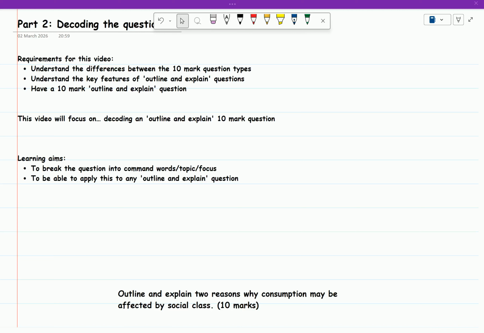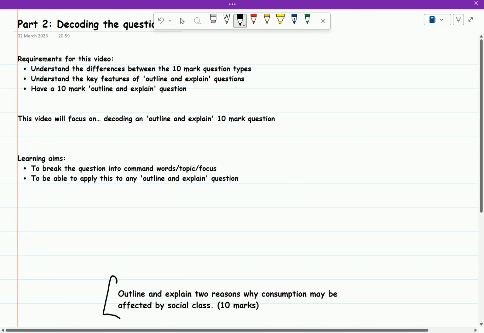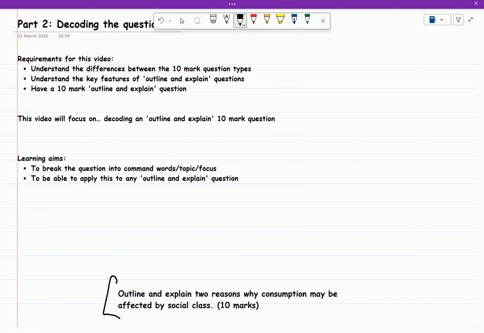And then finally, I need you to have selected a 10-mark outline and explain question. Now, you can use the one in this video. We have that down here, as you can see. You can use this one. You can use any other 10-mark question as long as it follows the outline and explain type of question. Otherwise, if you've got all those things ticked off, you're good to go. We can continue. So we're going to be focusing on decoding the outline and explain question here.